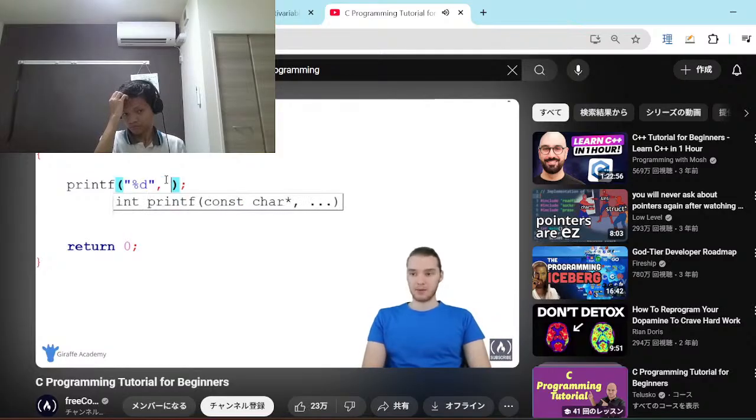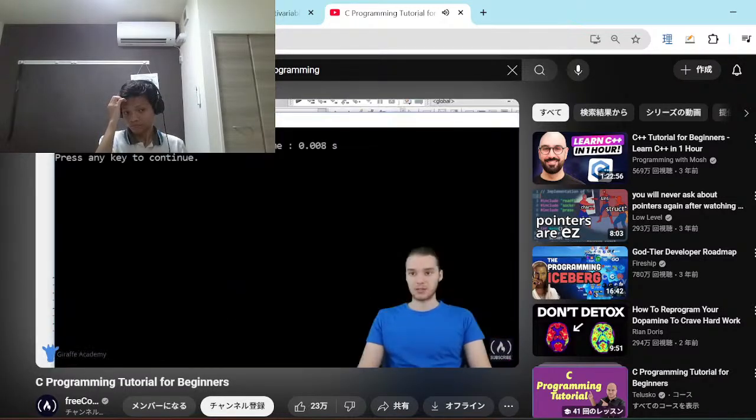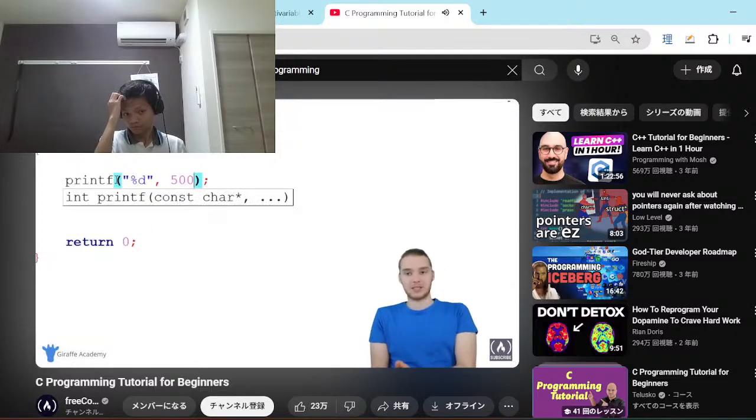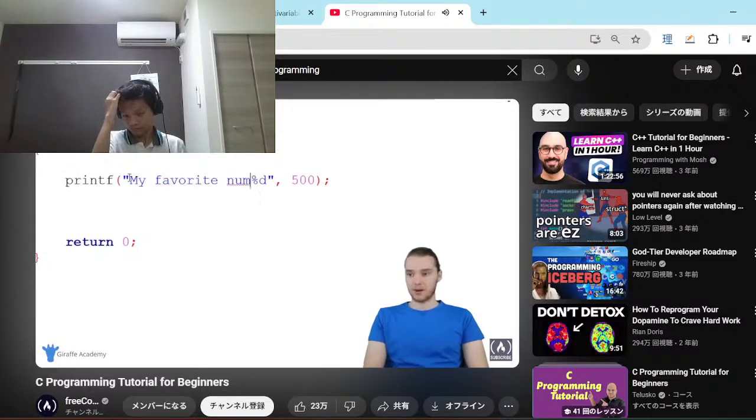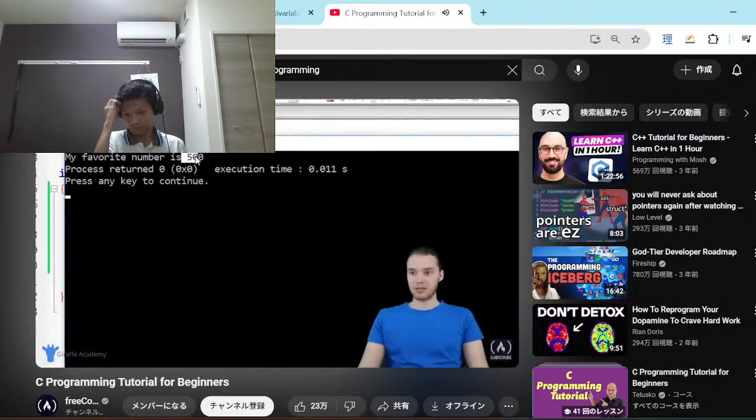So all I have to do now is make a comma, and over here, I can specify the integer that I want to print out. So I can say like 500. And now this is going to print out 500 to the screen. So you can see over here we're getting 500. And this is cool because we can interweave these different types of data with text. So I can say like my favorite number is %d, and this acts as a placeholder for this number over here. So when I run my program, now it says my favorite number is 500, and that's really cool.